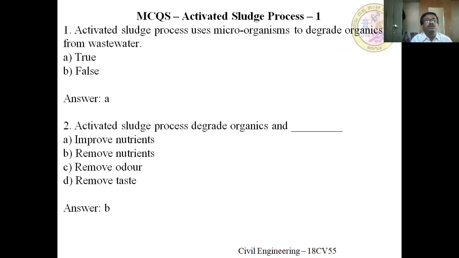So we remove that frequently, otherwise it may affect the efficiency. Some of the common questions which may be asked in competitive exams are explained in these slides. Multiple choice questions related to the activated sludge process. The activated sludge process uses microorganisms to degrade organic matter from the wastewater. True or false? Usually it is true. Does the activated sludge process degrade organic matter and improve nutrients, remove odor, and remove taste? It removes the nutrients only.